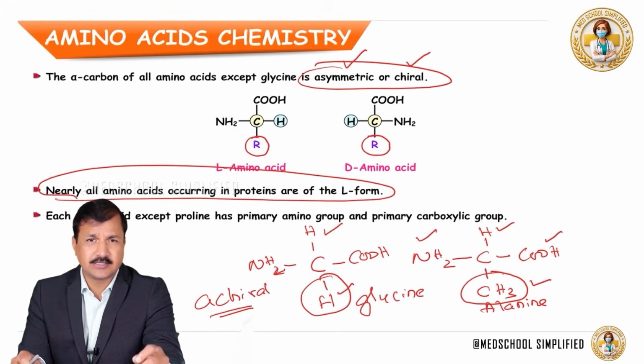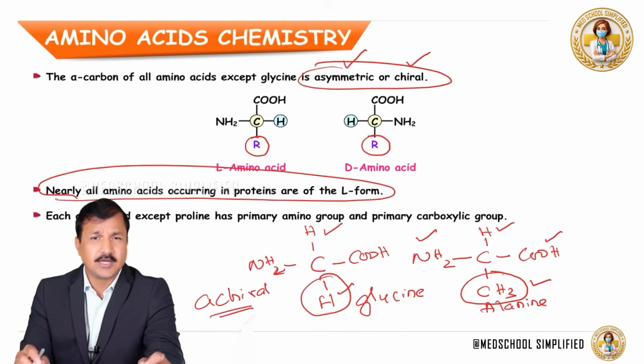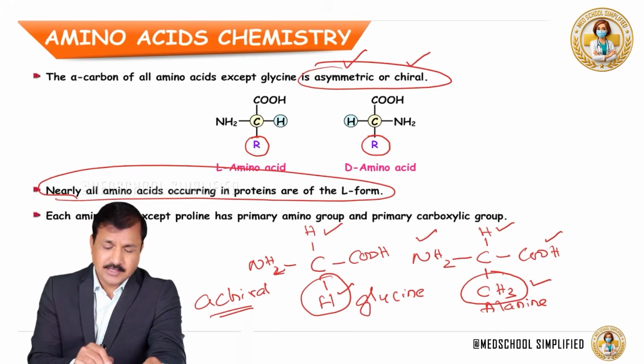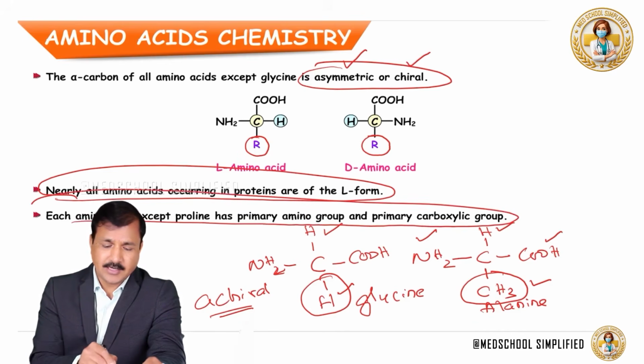Make sure you remember this. This is an important point. Human proteins, nearly all amino acids that are found in human or mammalian proteins, are of the L form, levorotatory form. Okay. So now each amino acid except proline has a primary amino group and a primary carboxyl group.